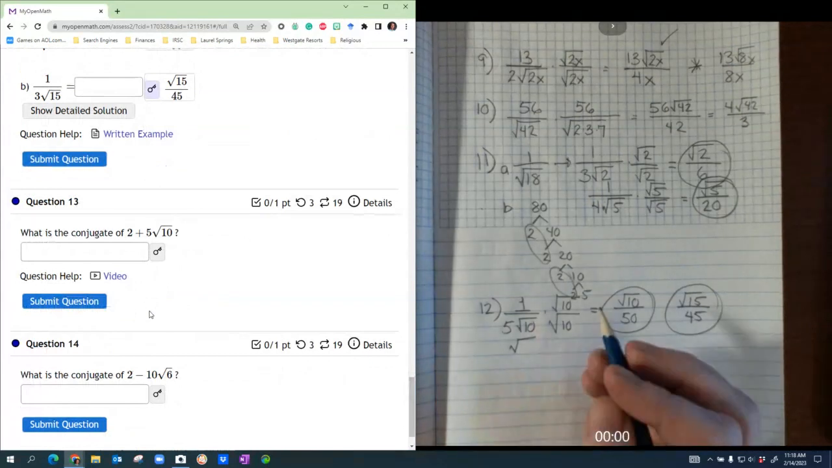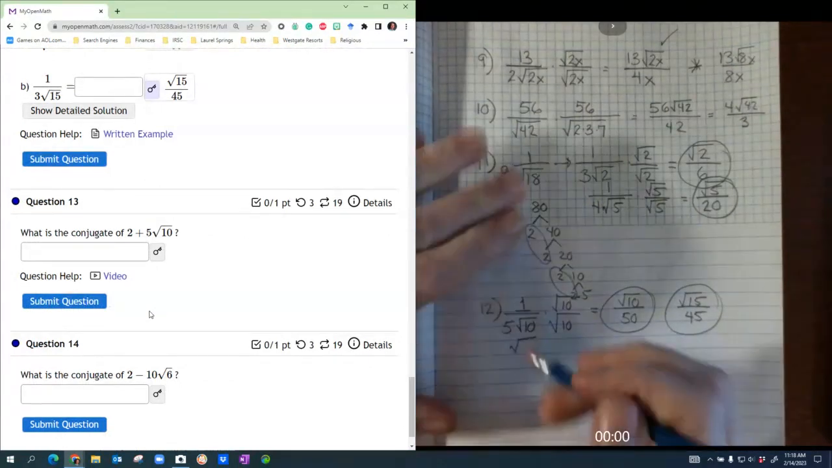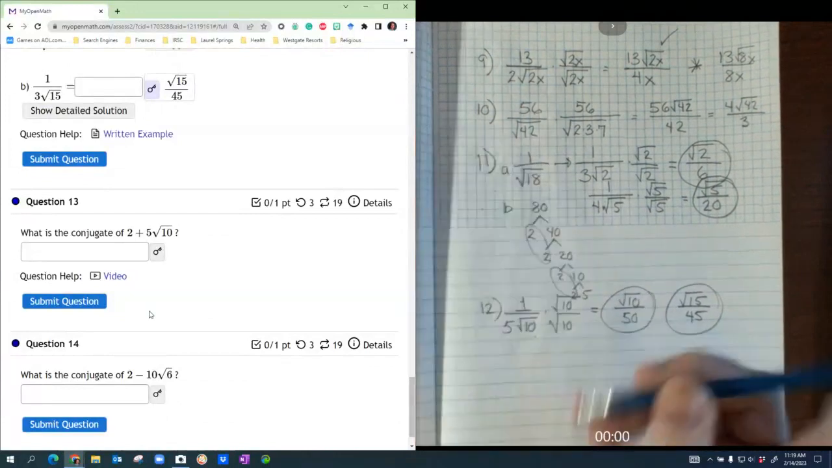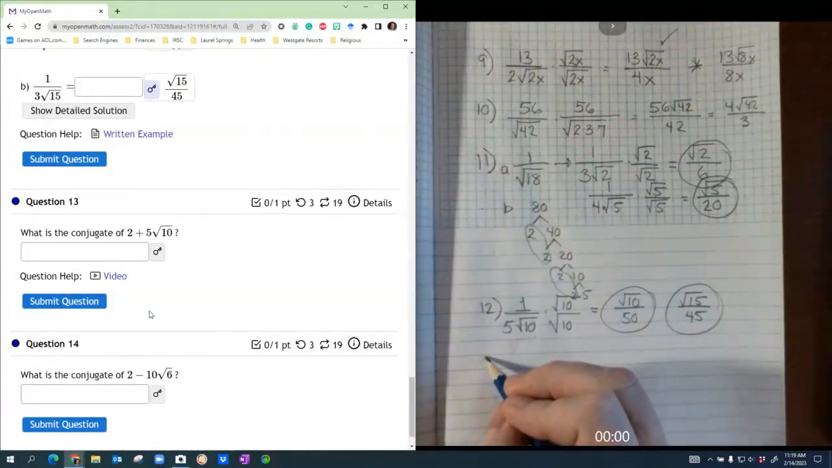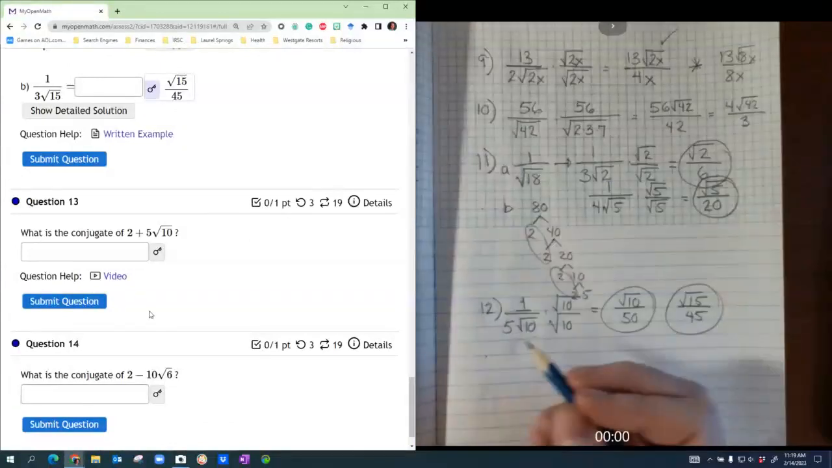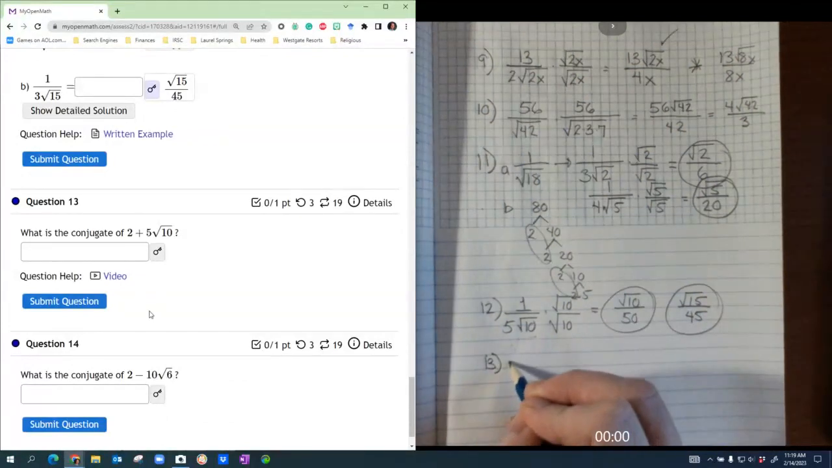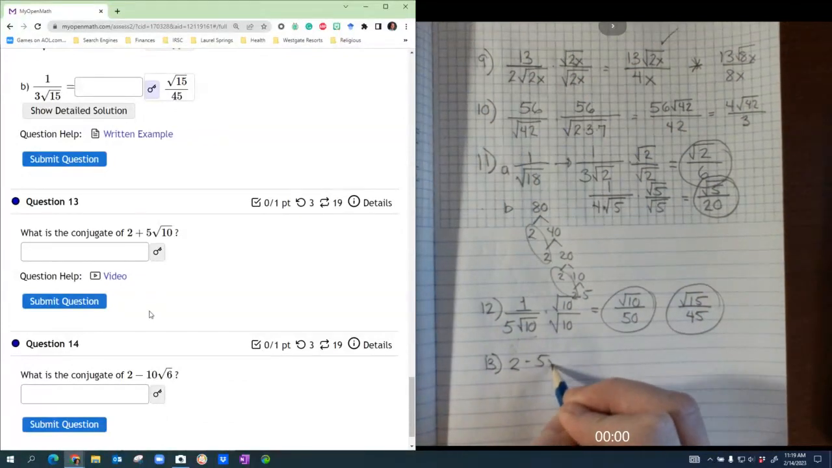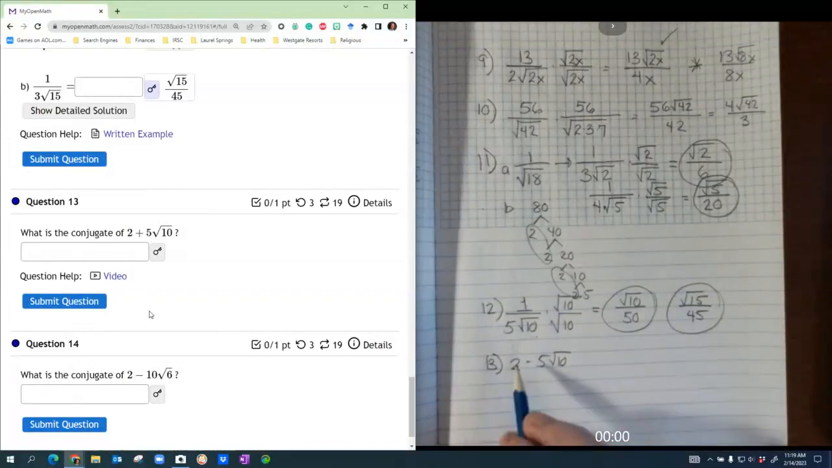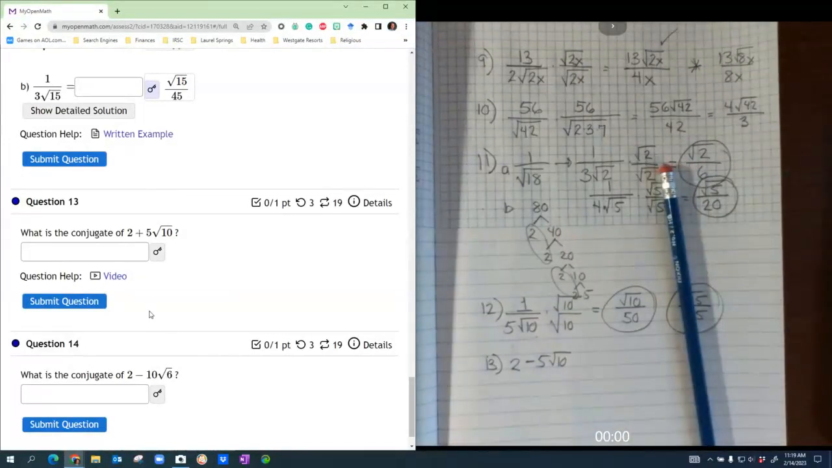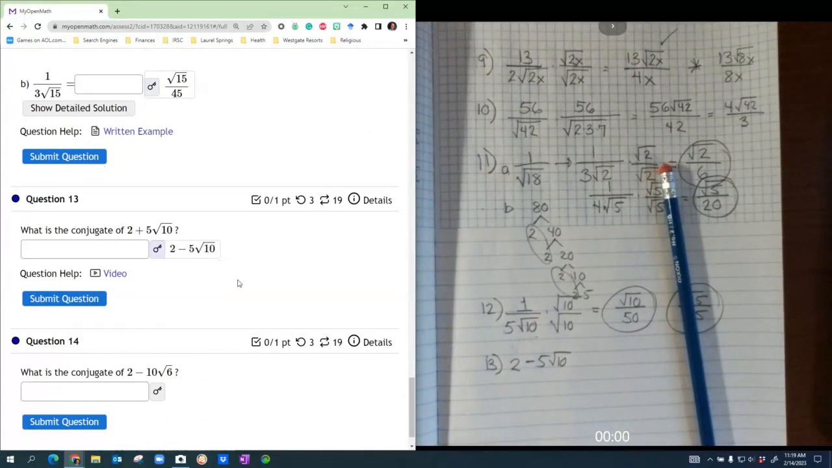Now, it says, what is the conjugate of this right here? The conjugate is exactly the same value, except it's going to have the opposite sign between them. So instead of a plus sign, it's going to be a minus sign. If it was a minus sign, it would be a plus sign for the conjugate. So the answer that we're looking for is 2 minus 5 radical 10. You do not take the opposite of the 2. You only put the minus sign in the place of the plus sign. And that's your answer. That's a conjugate.